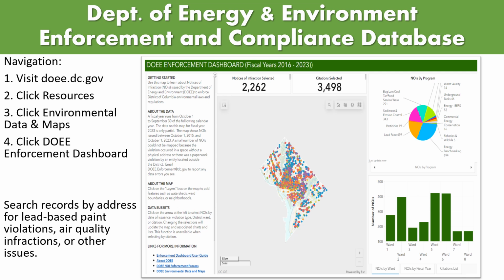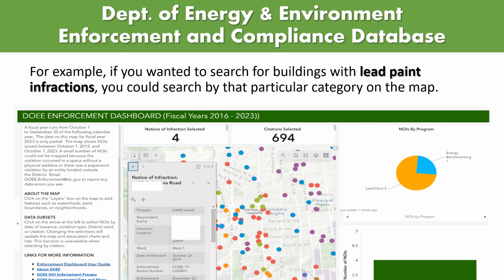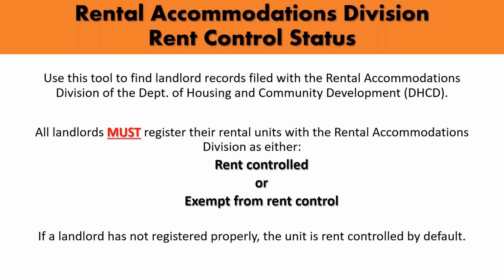Search records by address for lead-based paint violations, air quality infractions, or other issues. For example, if you wanted to search for buildings with lead-based paint infractions, you could search by that particular category on the map.